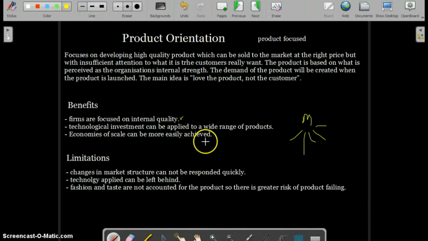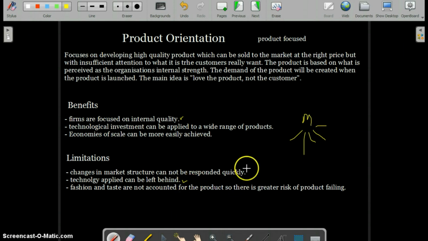Now, this will come in limitation as well, as the technology applied can be left behind. You're using the technology, but what if there's some innovation and the technology is not useful anymore? You need to buy something different. So that could be a big limitation of product orientation. That's not something you can avoid easily. There will be a lot of cost involved in getting new machinery. So that is one big limitation.